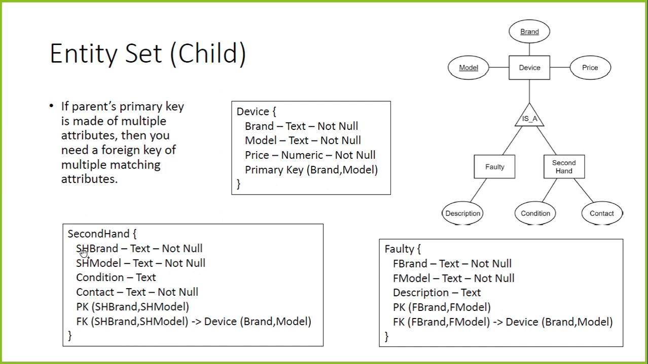attributes, so SH brand and SH model. In the parent, we had brand and model. For the second hand, we have second hand brand, second hand model attributes. They are going to be stored in the child table. Both these attributes are going to be the primary key of this table, and they are also the foreign key. So together they are a foreign key that refers to the parent's primary key.